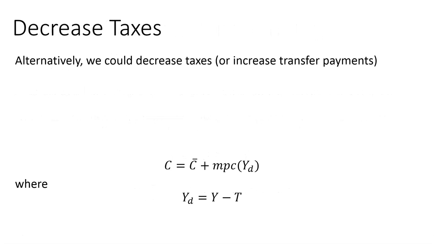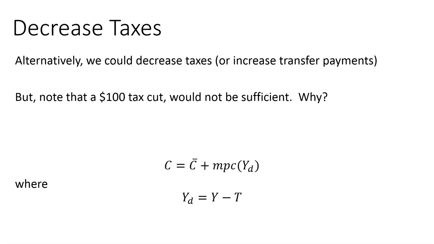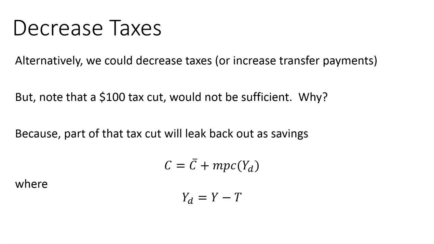2,000. The alternative fiscal policy that we could do to close this recessionary gap is we could decrease taxes. But again, a tax decrease operates more indirectly as compared to government spending. Specifically, a $100 tax cut is not going to be sufficient to close that recessionary gap, whereas a $100 government spending increase would. The reason is because part of that tax cut will leak back out as savings and never become spending anyways.